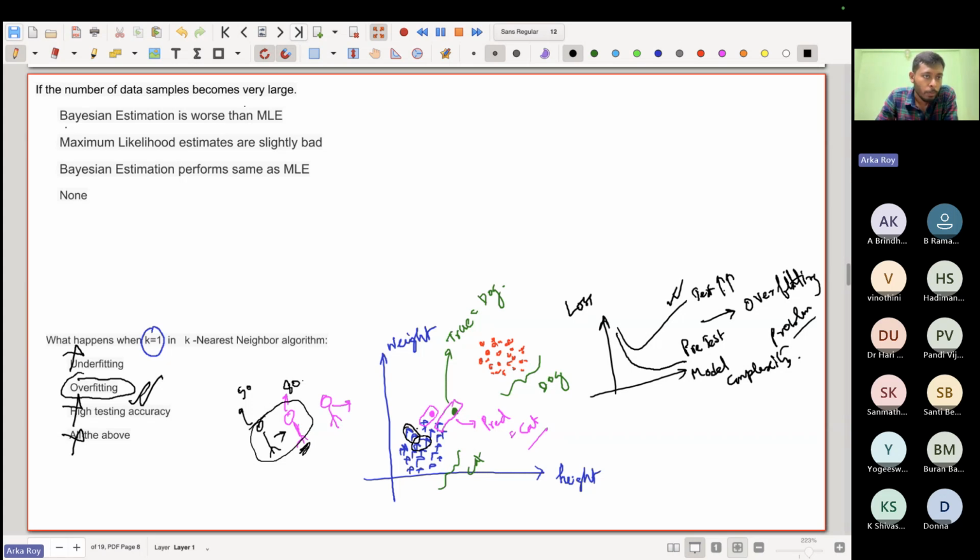So let us check what terminologies they have referred to. One is Bayesian estimation. We know that in the case of Bayesian estimation, what we try to do is find the a posteriori probability. So it is something like that.